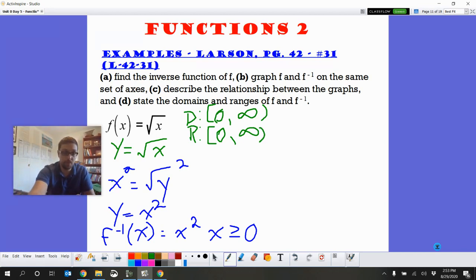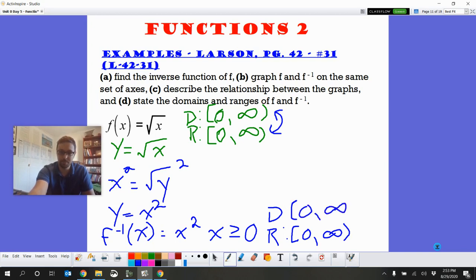Same thing is true for the inverse, but it would be these two swapped around. However, they're the same thing, so you don't get to see anything crazy happen. So know that they're swapped, even though they're kind of not swapped, because they're the same. It looks like they didn't swap, but they did. So that would be the domain and range of our inverse, and in green, we have our domain and range of our original function.